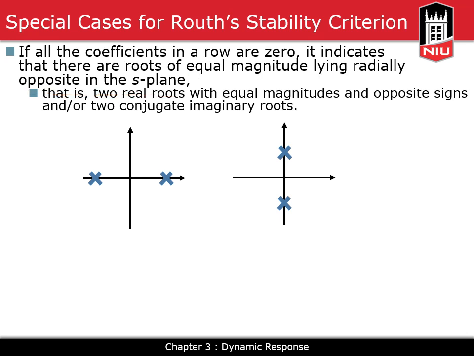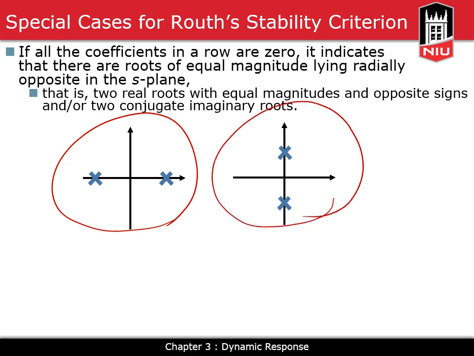Two of the common cases that could happen are if there are 2 poles on the real axis with the same distance to the origin, like this figure to the left, or 2 poles on the j omega axis with the same distance to the origin. These cases are both cases where there are poles with equal magnitude lying radially opposite in the S-plane. So they're basically symmetric with respect to the origin. These are not all of the poles, but some of the poles, only 2 of the poles of the entire characteristic polynomial.